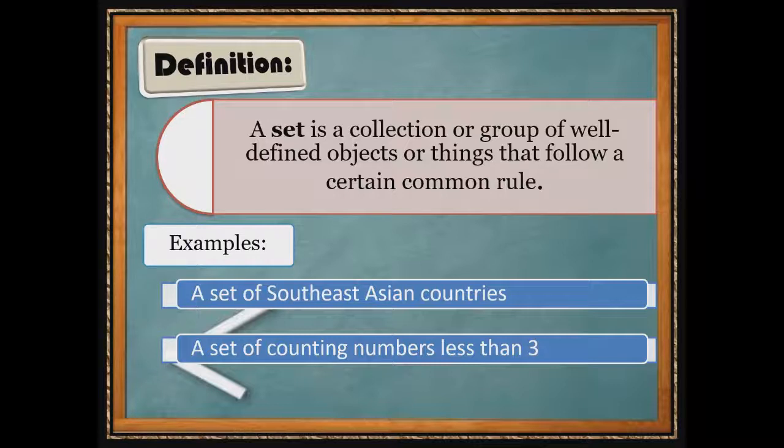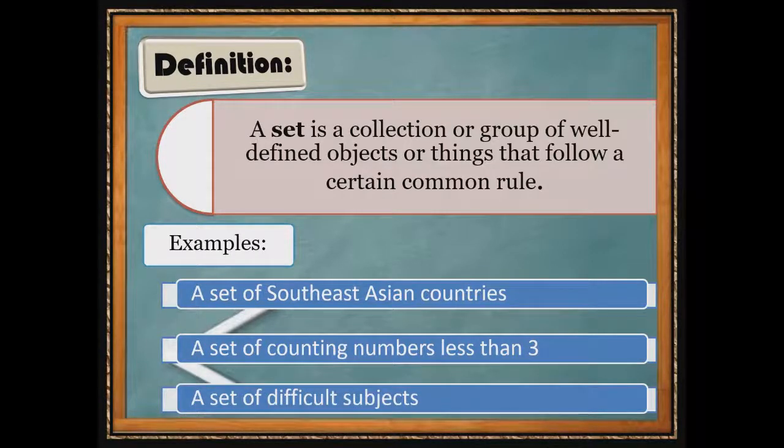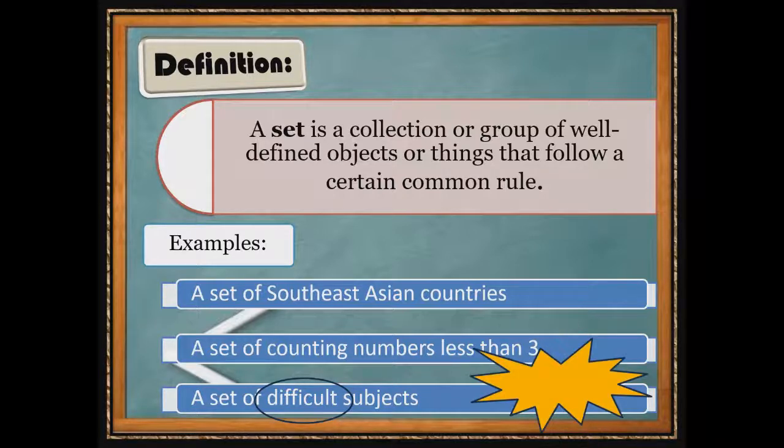Now let us have the last example, a set of difficult subjects. In this example, it is not a set. Why? Because of the word difficult. We all have different perspectives of different subjects. We all have different opinions, feelings. So I may be having difficulty in math or science or any subject, but for you it's easy. Meaning it is not standardized, meaning not all people can agree. So it is not a set.